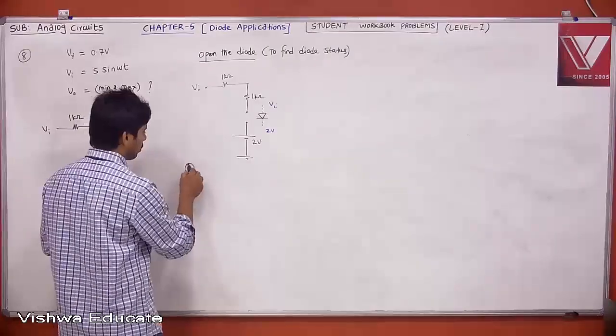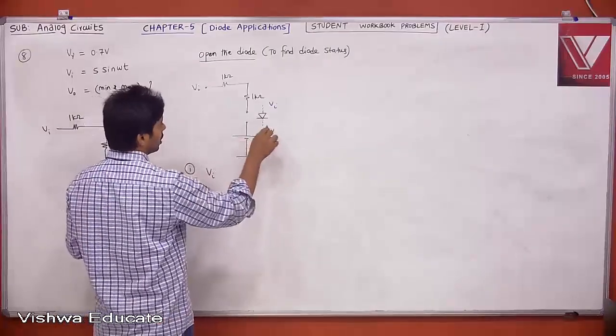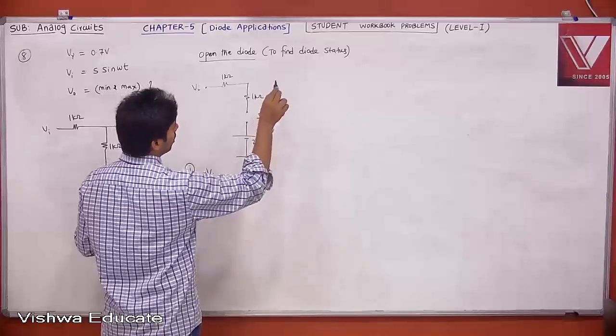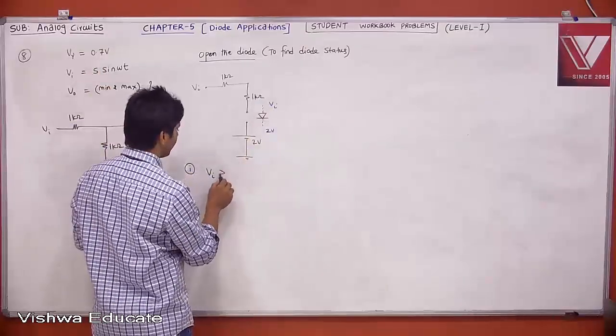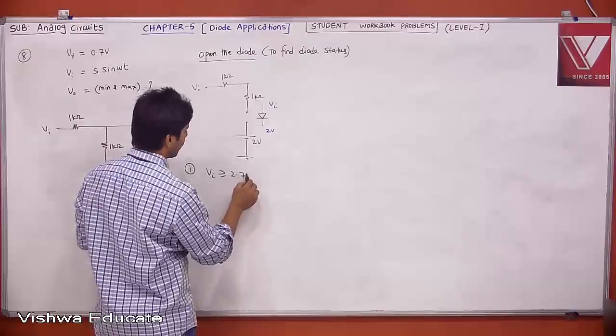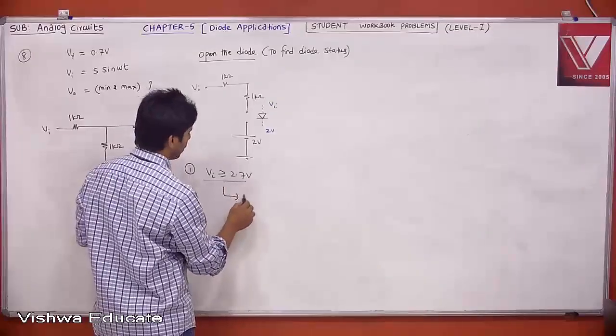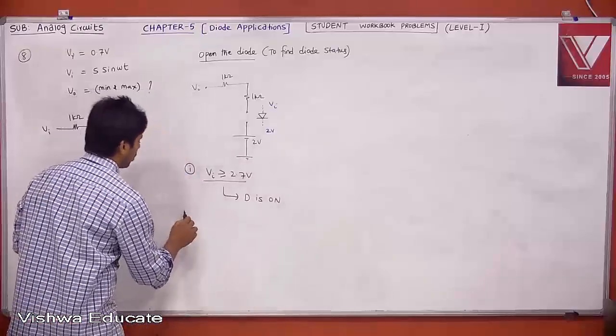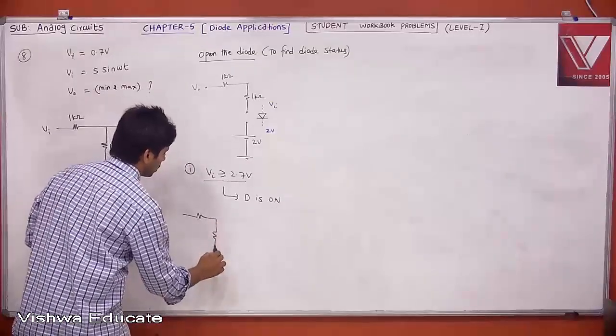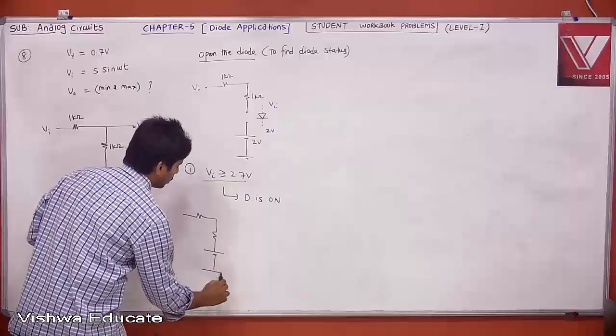Case 1. Only when VI, because it is 2, it should be more than or equal to 2.7. Then only it will have 0.7, greater than or equal to 0.7. Therefore, only when VI is greater than or equal to 2.7, then only your diode will be on. If diode is on, then what is your circuit? Your circuit is V gamma and 2 volt.